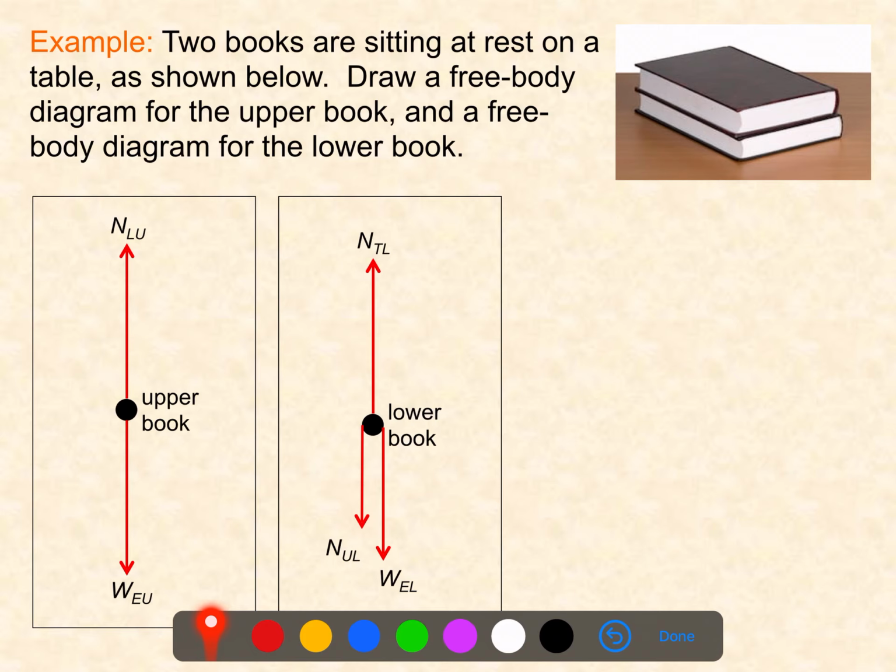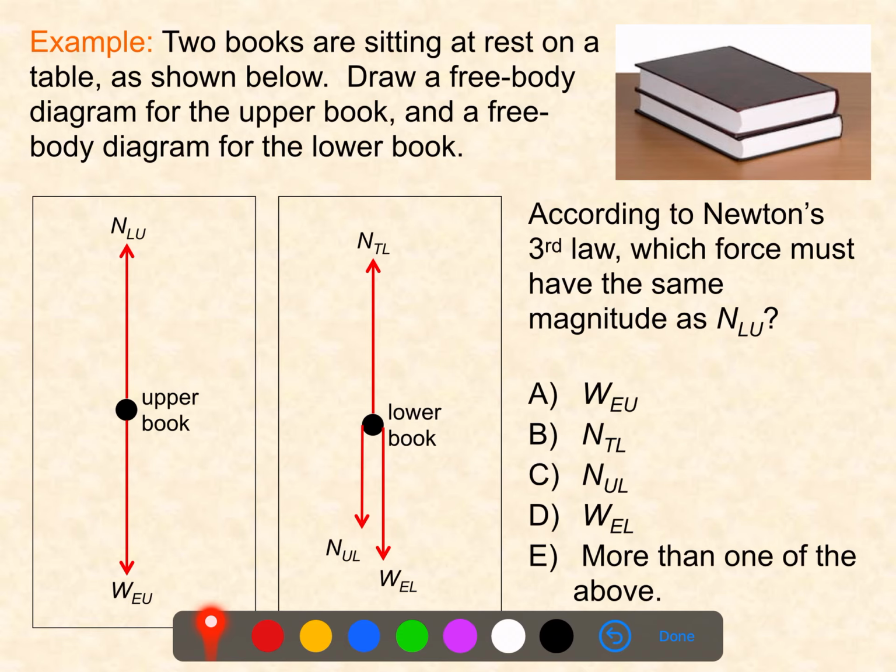But I'm going to warn you here that this first draft of the free body diagrams is not quite right. The lengths of the vectors in particular need to be examined. So I want to look first at Newton's third law to help me out here. According to Newton's third law, I want to figure out what should have, in the first free body diagram, the same magnitude as the normal force of the lower book on the upper book.